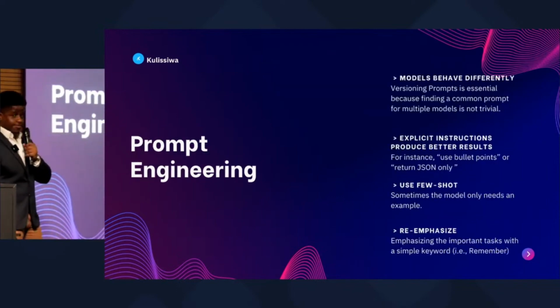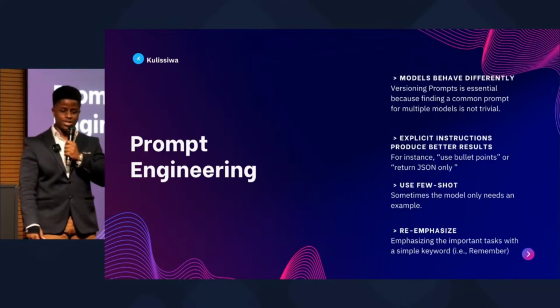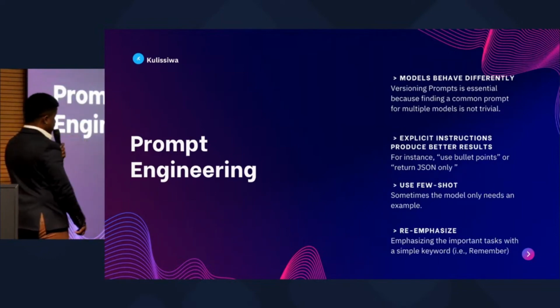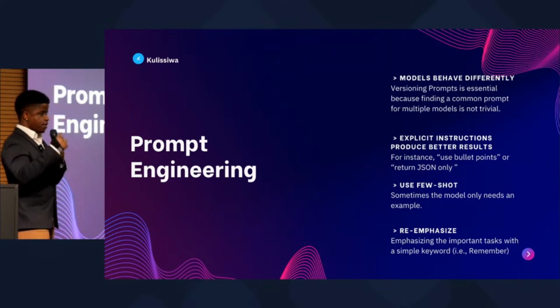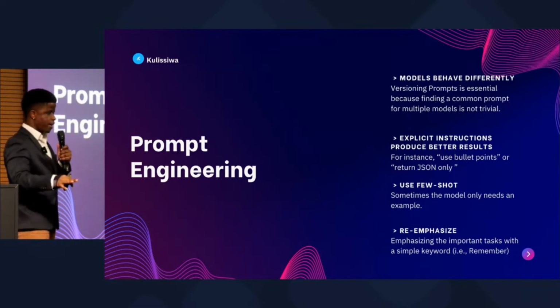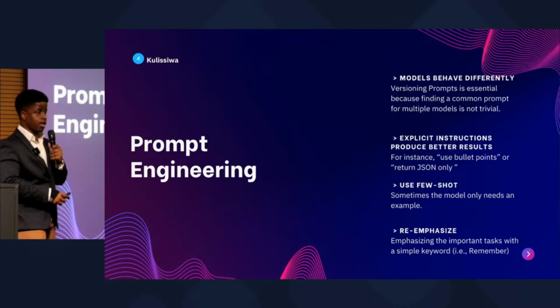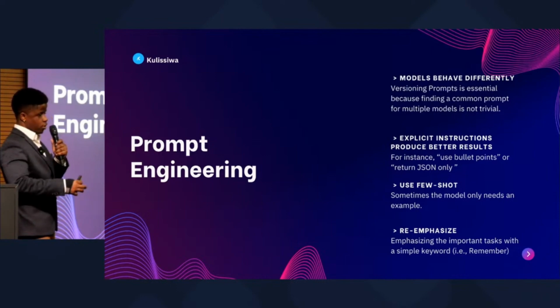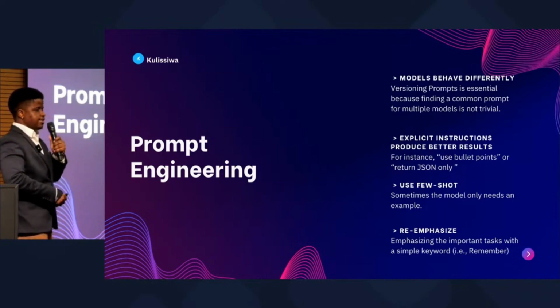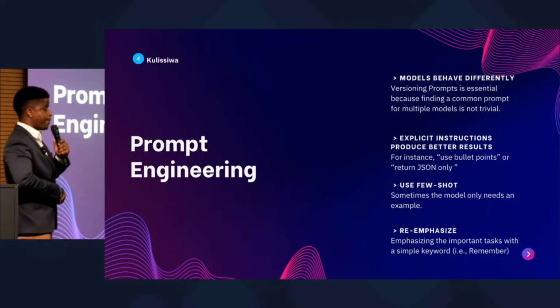Next, we have prompt engineering. We had a great talk about prompt engineering, but here are some of the top things that I learned. First, models behave differently. So in Kulissiwa, we have GPT-3.5 Turbo, GPT-4, Gemini Pro, and Mistral Medium. And the same prompt that worked well with the GPT families of models did not work whatsoever with Gemini Pro and Mistral. They were failing miserably. So I iterated on it and found the common prompt that worked. But it doesn't mean it's the best prompt in the world. It just works for my use case.